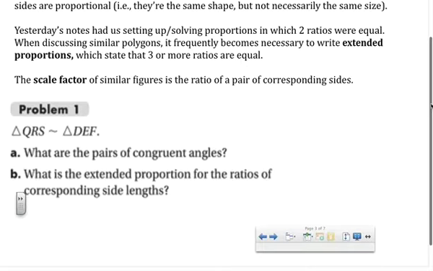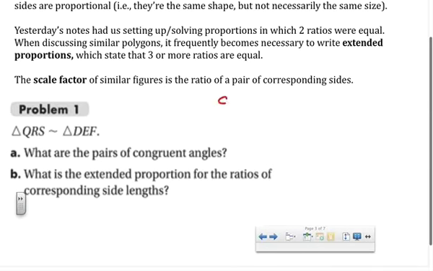Once again, throwing it back to way back in chapter 4 when we talked about congruent figures, you may recall that the first kind of example that we dealt with was, here are two congruent figures, tell me what's congruent to what. And that's kind of where we're starting here. However, the angles are what's congruent, and then for the sides, we're setting up the extended proportion. So part A is easy. Remember, the polygons are always going to be named in order of their corresponding parts.